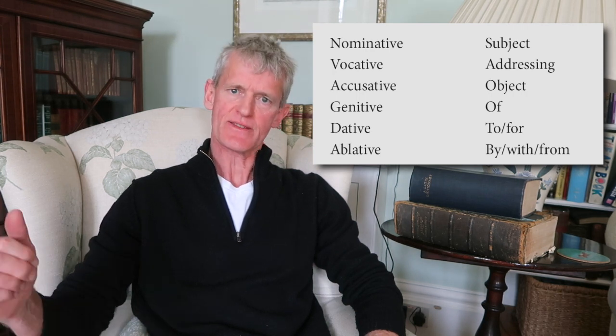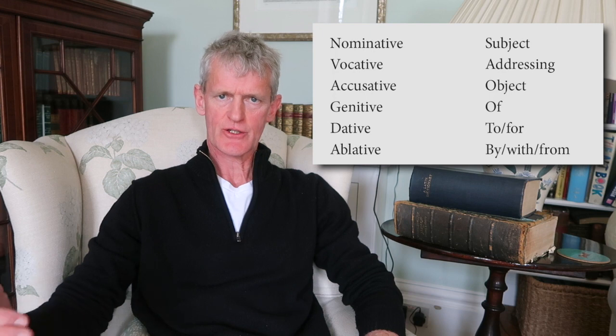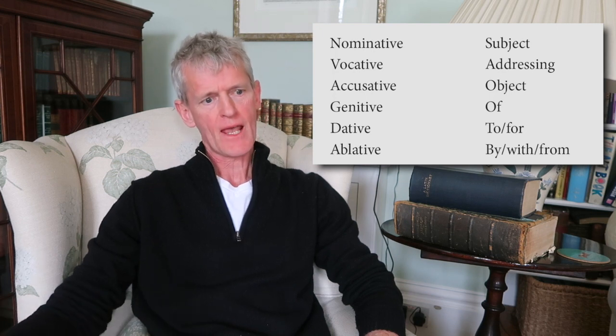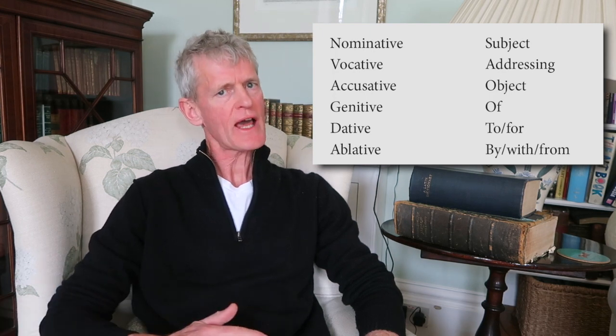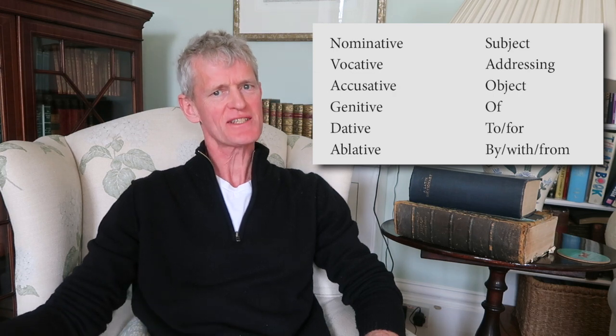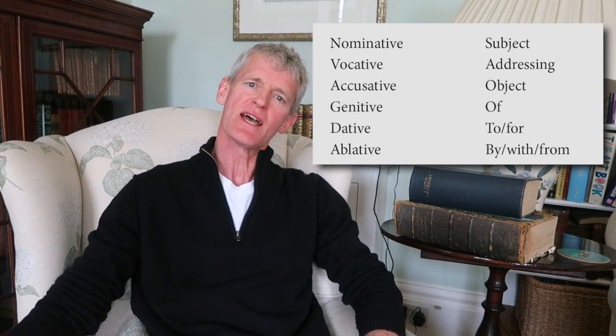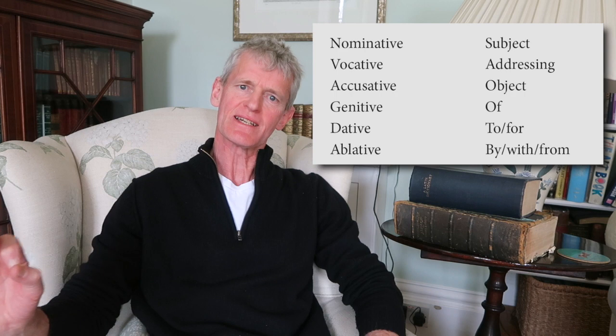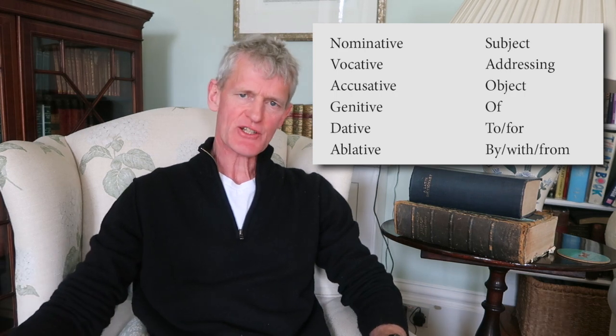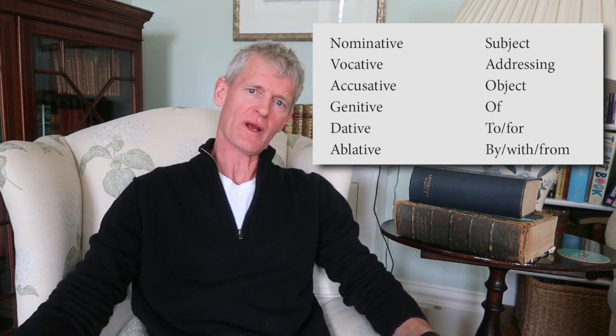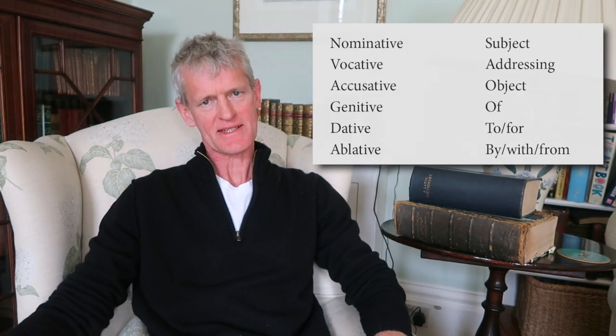In English, that distinction is really, really not very important, other than the difference between the first of those cases, the nominative case, used for the subject, and all of the other cases, the accusative, genitive, dative, ablative, all of those so-called oblique cases. So there is a distinction between the nominative case on the one hand and the oblique cases on the other.